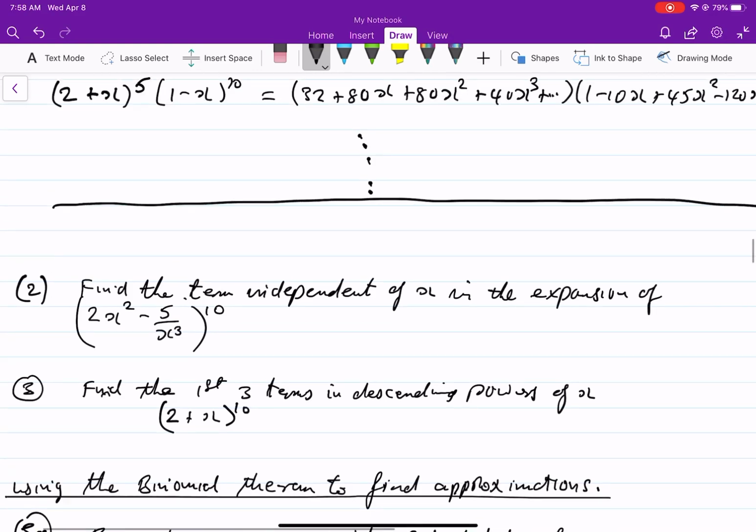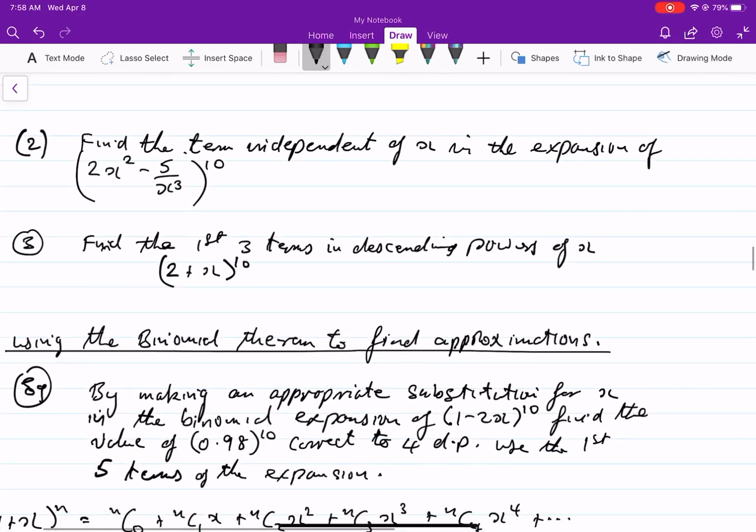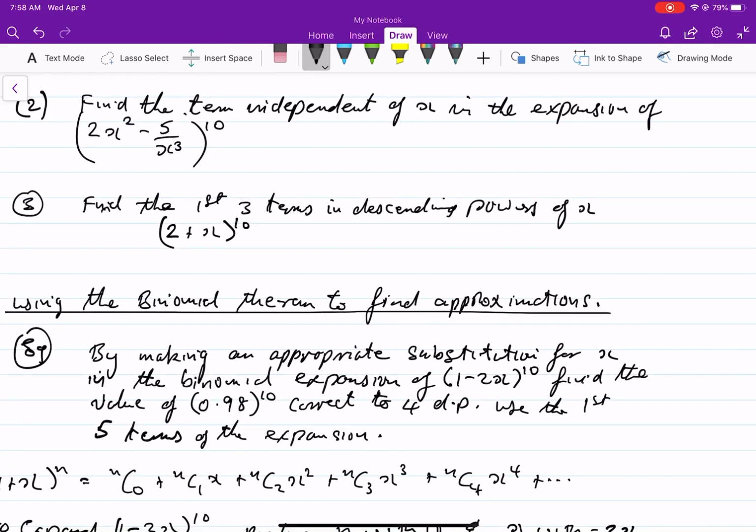Don't assume that the first term is always the term independent of x. The term independent of x is usually the constant term. In almost all the expansions we did above, the term independent of x was the constant term. What we're going to do here is use the general term for a plus x to the n, and then plug in a specific value of r that would make all the x's disappear, and that will leave you with the term independent of x. Let me demonstrate.